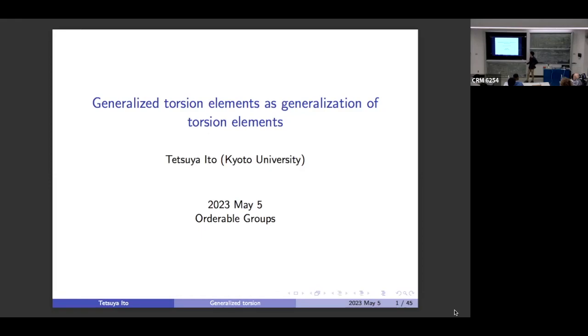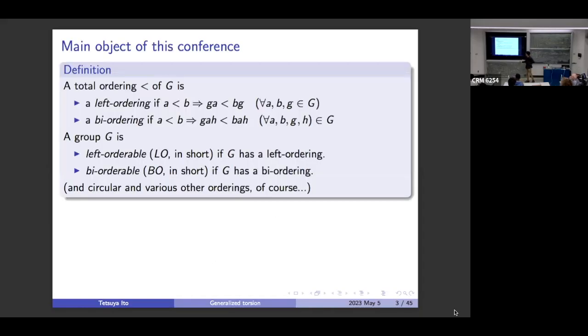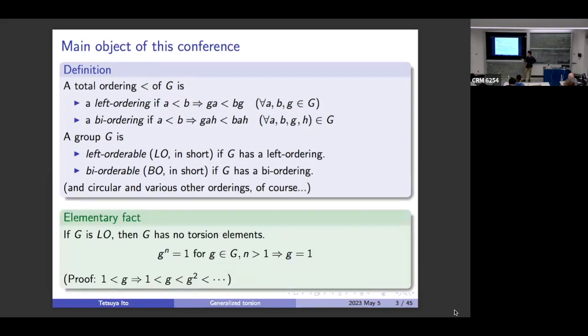My talk is about the generalized torsion element. It's almost a synonym of torsion element, but let us start. The main objective of this conference is, of course, ordering: left ordering, bi-ordering, left orderable groups and bi-orderable groups. There are also many other orderability properties, like circular ordering and local invariant ordering, and so on. But I mainly concentrate on the simplest and most standard orderable structures of groups.